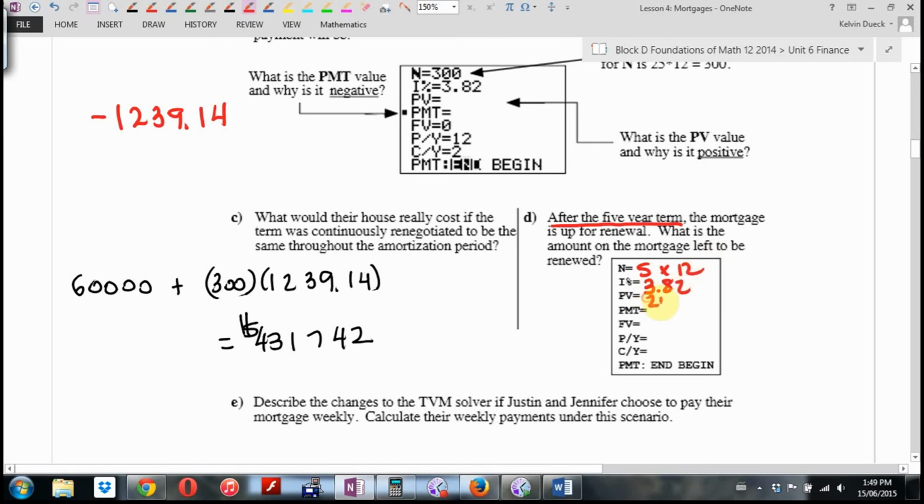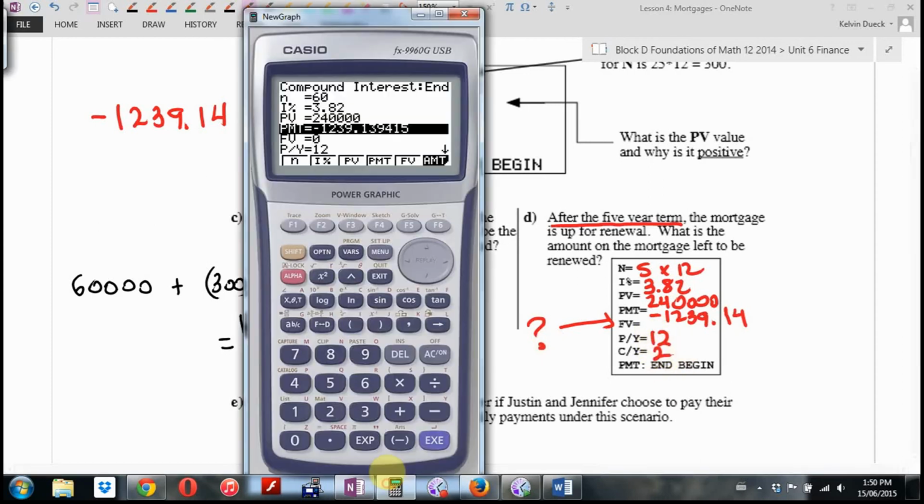We're starting out with a present value of $240,000. The payment is negative $1,239.14. What we want to figure out is what the final value after 5 years is. How much more do I have left to refinance? Oh, payments per year, still 12. Compound periods per year, still 2. So I'm going to go to my calculator, and under final value, where I have a 0 right now anyways, for 60 payments for 5 years, I want to figure out what my final value is now.